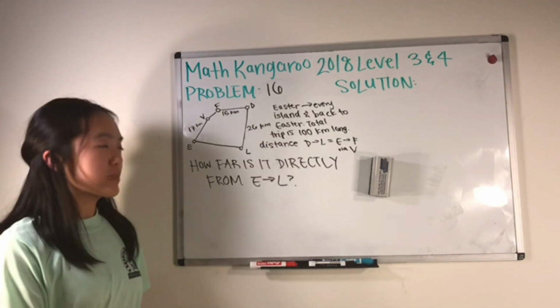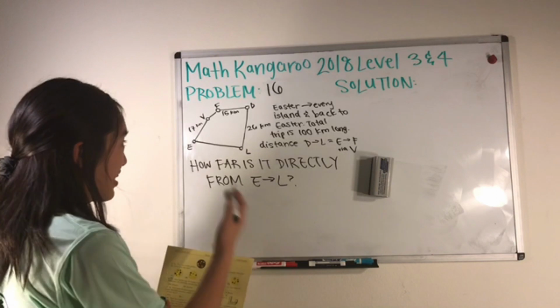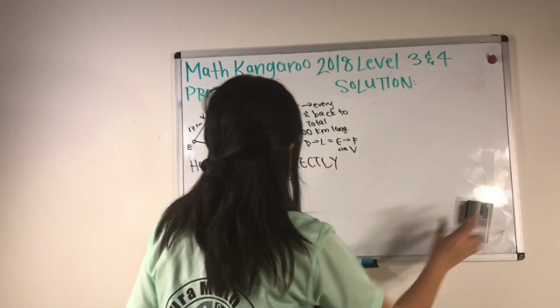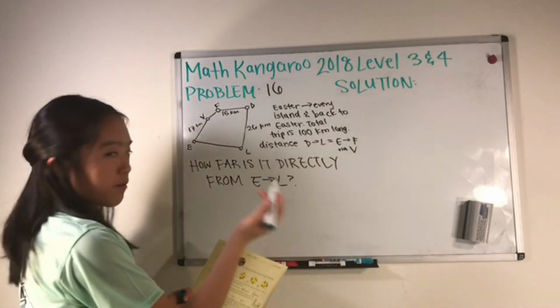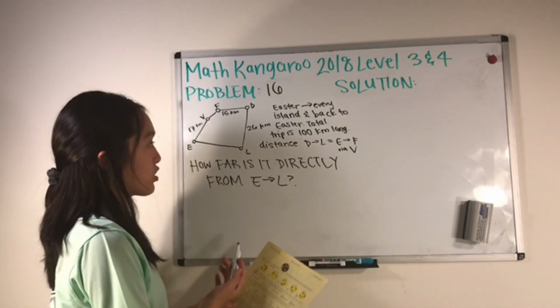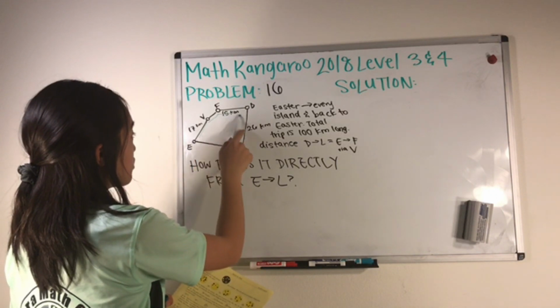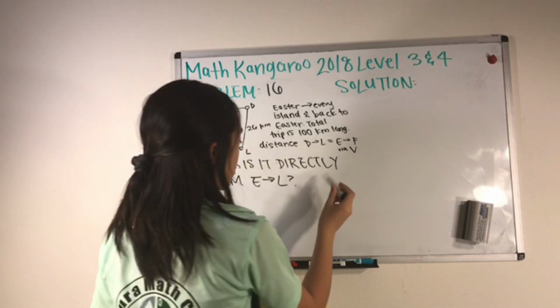In this case, I've represented each of the islands with a letter, which corresponds to the first letter of their title. So if we know that the entire trip is 100 kilometers long, we should know that by adding together each of these segments, we should get a total of 100 kilometers.